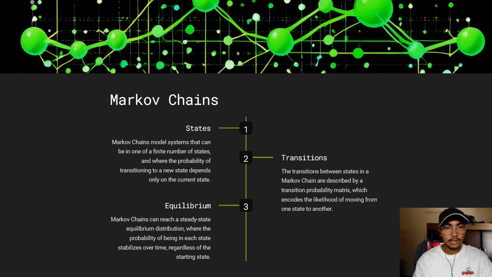Markov chains. States. Markov chains model systems that can be in one of a finite number of states and where the probability of transitioning to a new state depends only on the current state. Transitions. The transitions between states in a Markov chain are described by a transition probability matrix, which encodes the likelihood of moving from one state to another. Equilibrium. Markov chains can reach a steady state equilibrium distribution, where the probability of being in each state stabilizes over time, regardless of the starting state.